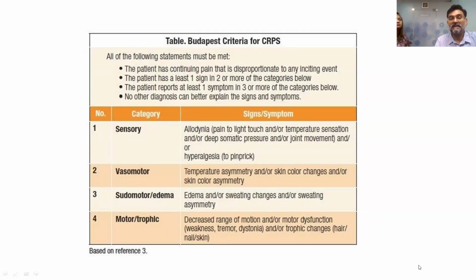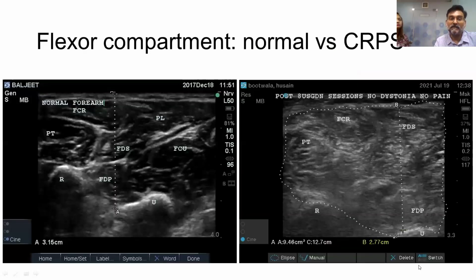Now, since the symptomatology is very varied, obviously diagnosing CRPS is not a straightforward job. So experts have come up with these Budapest criteria for CRPS, in which there are 4 categories of symptoms which have to be met for diagnosing the condition.